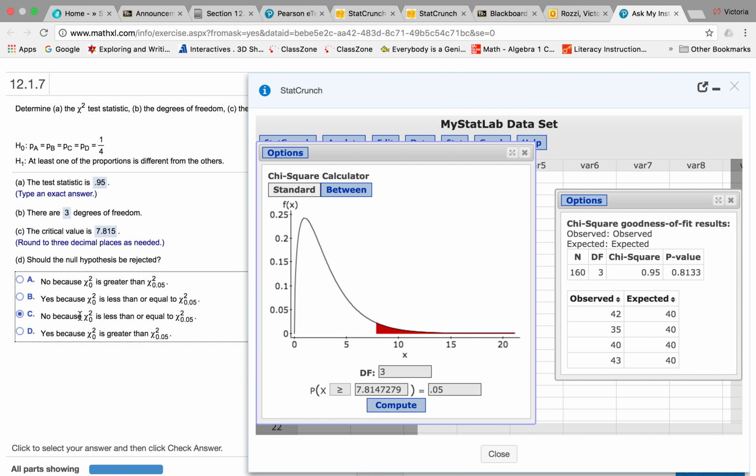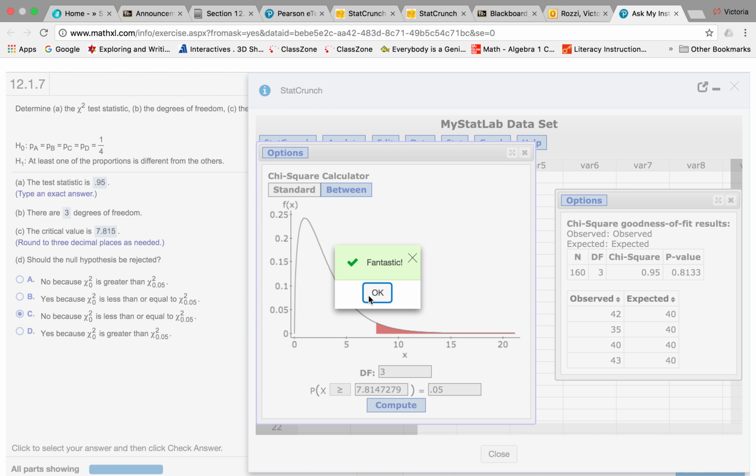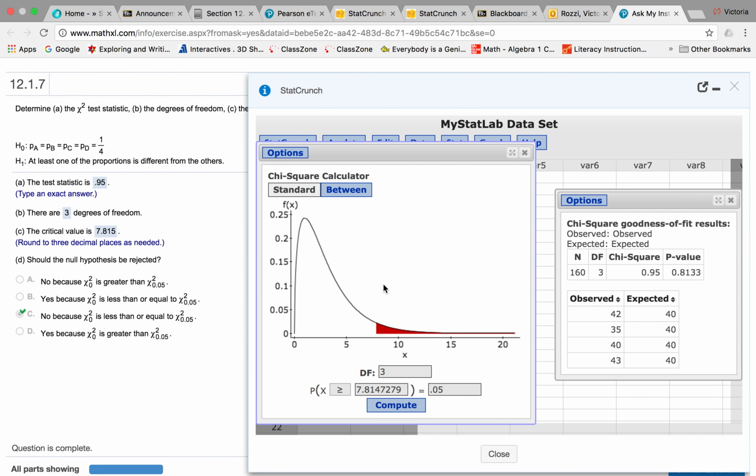Now, another way that they might ask you to make your decision to reject the null hypothesis or not is by the p-value. So remember, if the p is low, meaning lower than alpha, you reject the H naught, right? So if the p is low, we reject the H naught. In this case, the p-value is 0.81. It's not less than 0.05. So if we were going to base our hypothesis test off of the p-value, we still would not reject the null hypothesis.